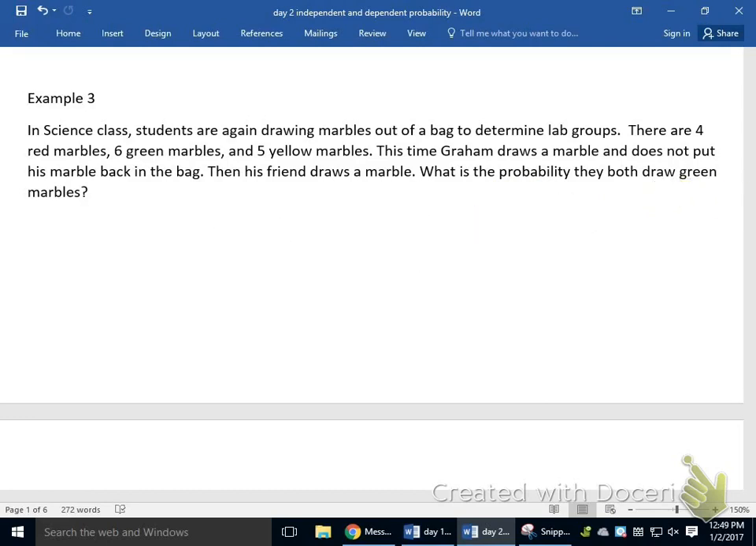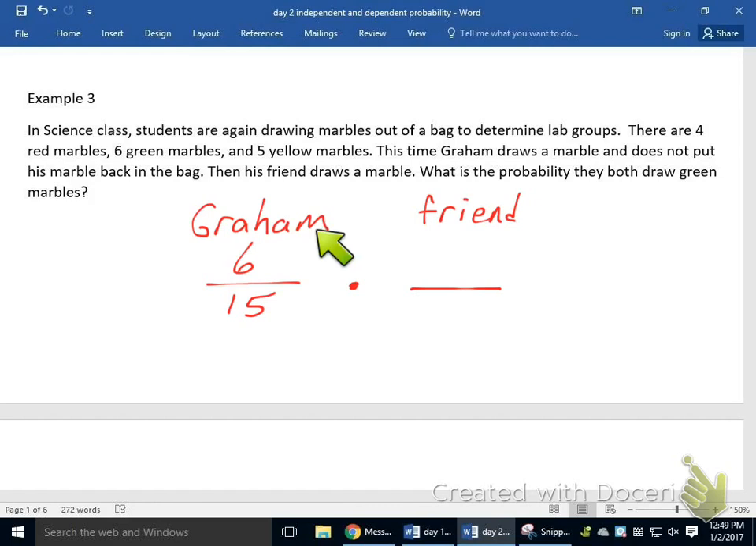So let's go ahead and take care of Graham. And for him to get a green marble, there are 6 green marbles out of 15 total. Now, according to my formula that was in the blue box that we just took notes on, I'm going to multiply that with what his friend gets. Now, his friend's probability has been impacted by Graham's action. So for his friend to get a green marble as well means that Graham has already gotten a green marble. There's no longer 6 green marbles, there are only 5. Also, there are only 14 marbles now in the bag.